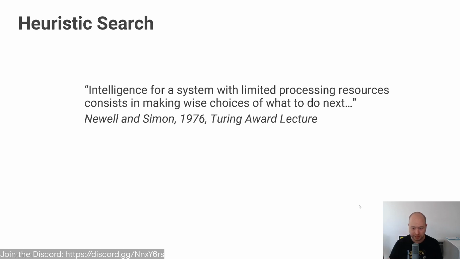So this is a quote from Newell and Simon: "Intelligence for a system with limited processing resources consists in making wise choices of what to do next." I think this is a pretty good, concise statement, right? Ultimately, this goes back to the subject of decision making under uncertainty. Because of your limited resources, processing, memory, or otherwise, making decisions is always done with a lack of something, right?